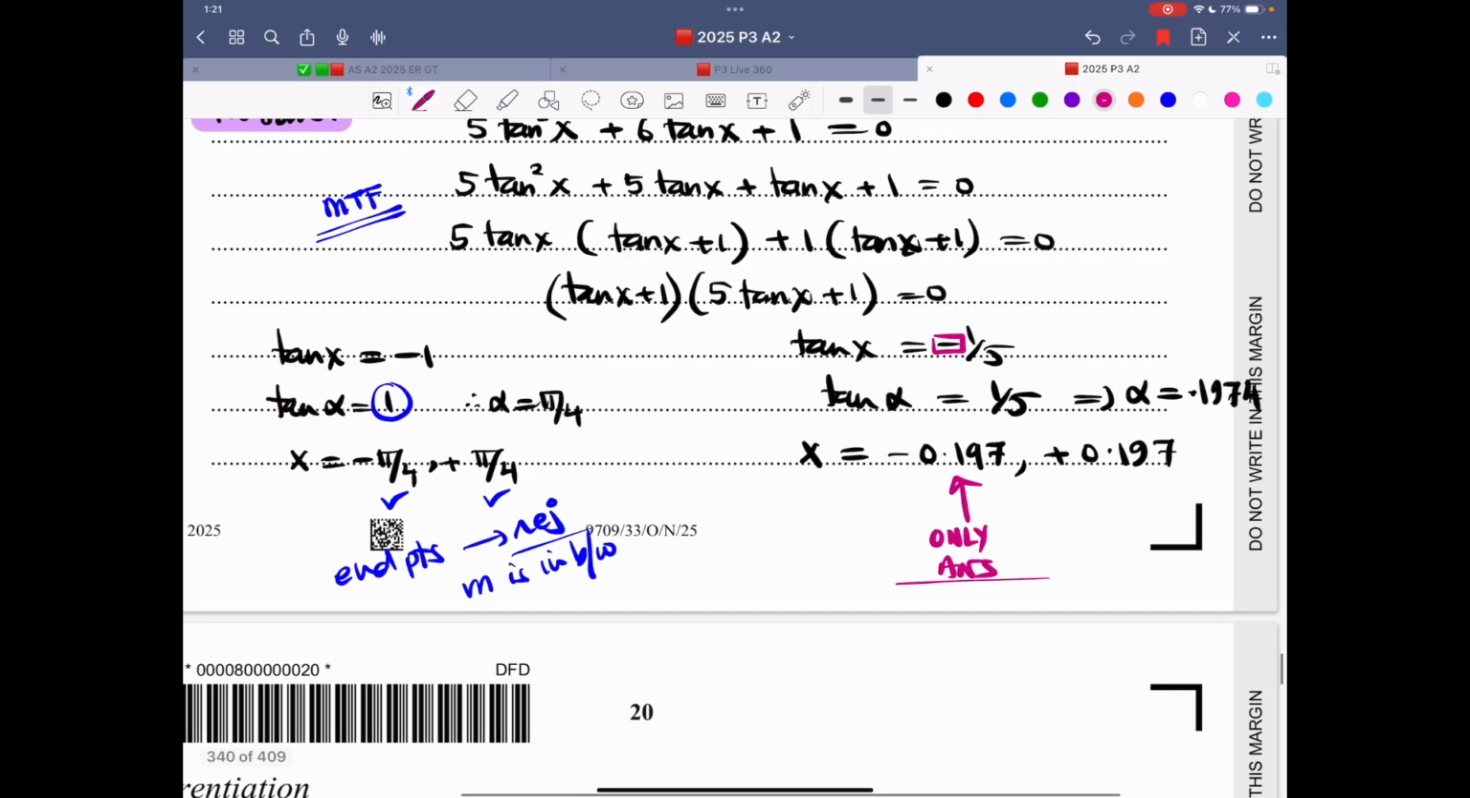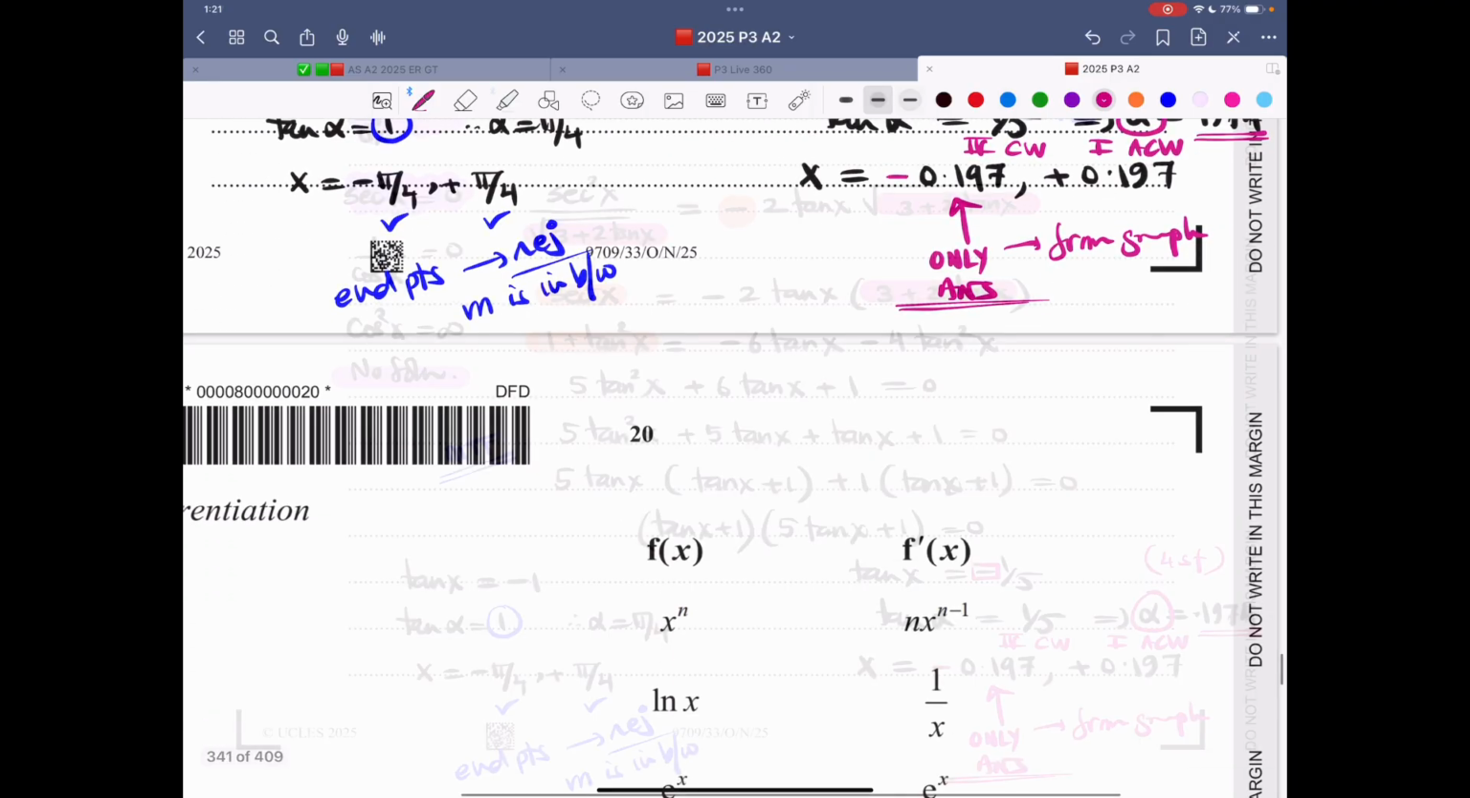Basic angle, we get alpha is 0.1974, correct to 4 SF at least. So in the fourth quadrant, that's 0.197. In the first quadrant is this thing. This is fourth quadrant clockwise. This is first quadrant anti-clockwise. From the graph, we know that this is the answer and that is what we focus on.